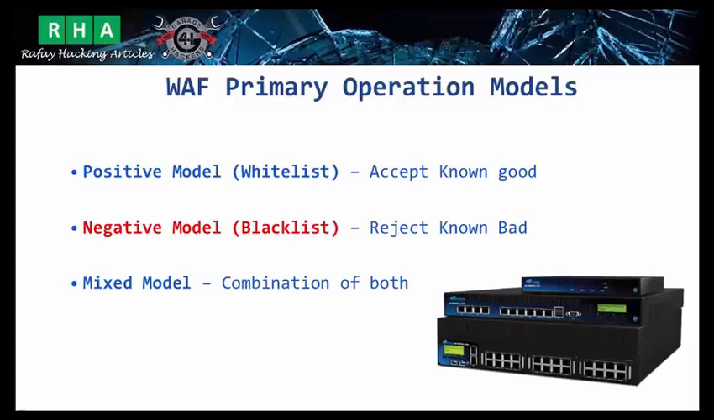So what you're essentially doing is accepting what is known good, right, and rejecting everything else. A blacklist is the exact opposite of a whitelist, and this is where you predefine a list of all the inputs that should be blocked, that should not be allowed, and everything else should be allowed. And then we have a mixed model, which is actually a combination of whitelist and blacklist.